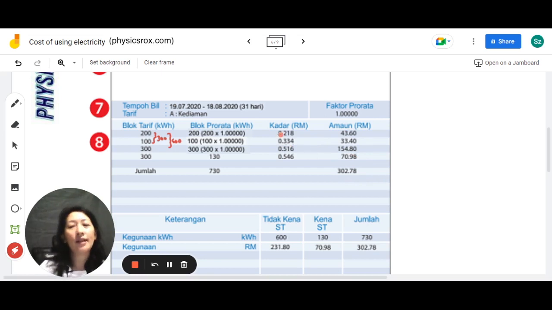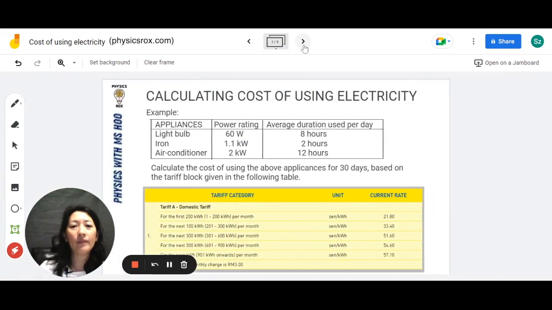Okay, so let's show you how to solve this using an actual question. Let's say a question you get is something like this. This table here shows us a few appliances. We've got the light bulb at 60 watts, average duration used per day 8 hours, iron 1.1 kilowatt, 2 hours. This person does a lot of ironing every day, my goodness.